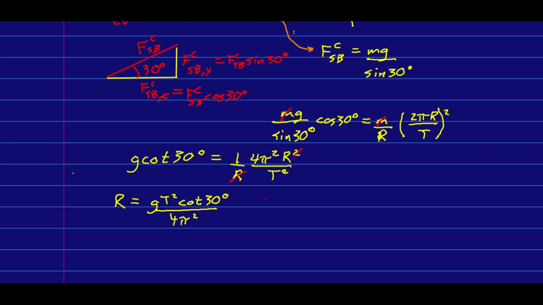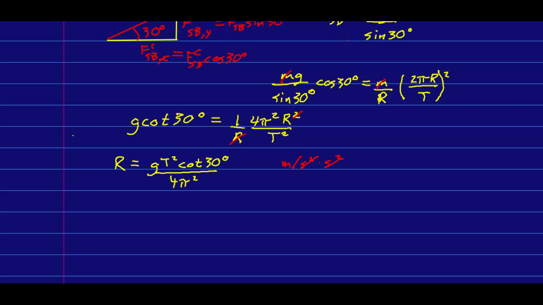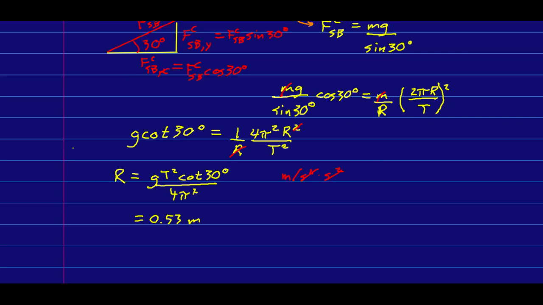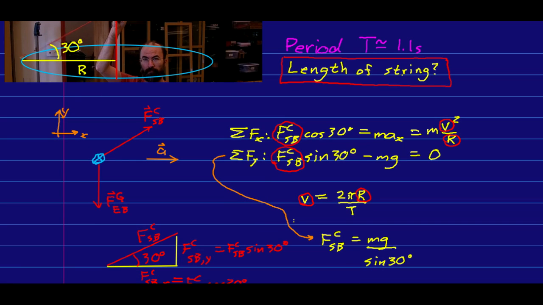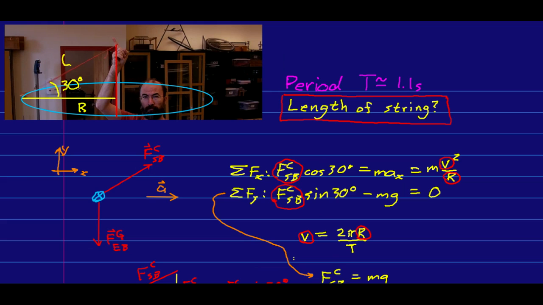I'm just going to do a quick unit check. I have g times a time squared, and so that comes out as meters, as it should. And plugging all the numbers into my calculator, I get 53 centimeters. And looking at the picture and comparing this radius with the length of my arm, that's perfectly reasonable. I can now get the length of the string from the fact that r is just L cosine 30 degrees.